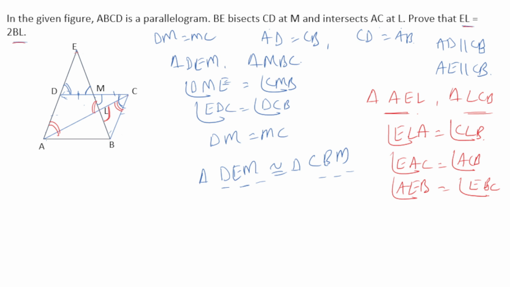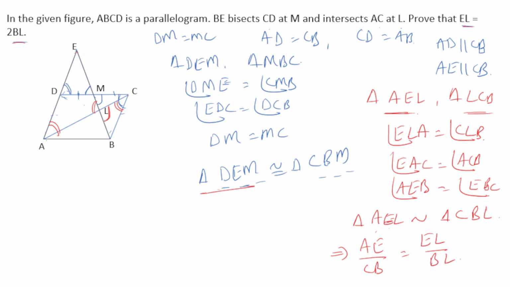Okay, the corresponding angles are equal, so these two triangles are similar. We have to write the correct order. Triangle AEL is similar to triangle CBL. Angle A is equal to angle C, and E is equal to B, and L is equal to L. Okay, these two triangles are similar. Now the ratio of the corresponding sides are equal. So AE divided by CB is equal to EL divided by BL.